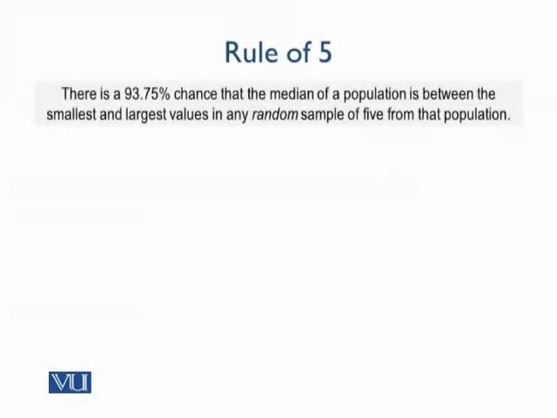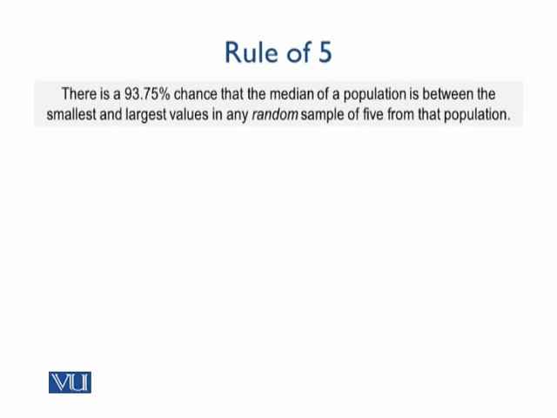So the first example I'm going to give you is a rule of thumb. It is called the rule of 5, and this illustrates that we can know a lot about a population by just observing very few of the population. So from a very small sample size, we can make definite predictions about the entire population. Let me state this rule of 5. The rule is, there is a 93.75% chance that the median of a population is between the smallest and largest values in any random sample of 5 from that population.